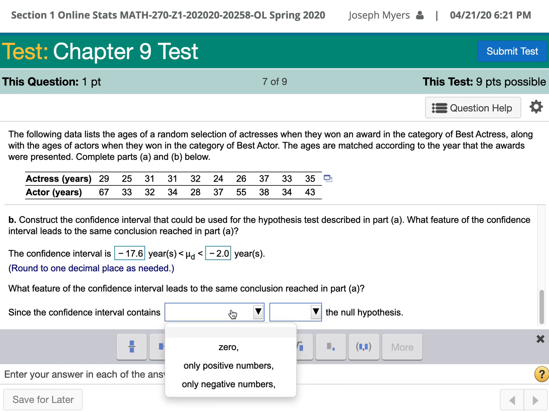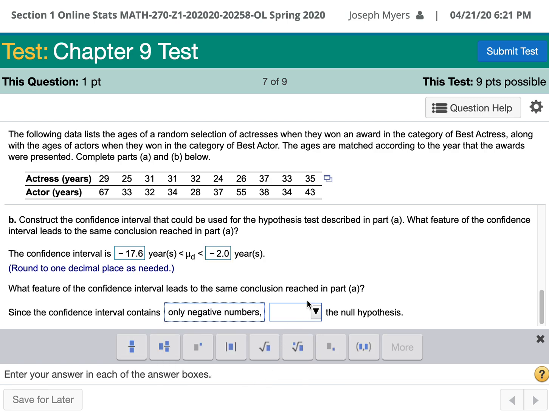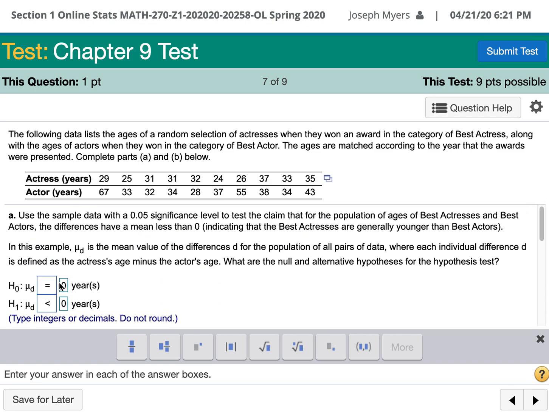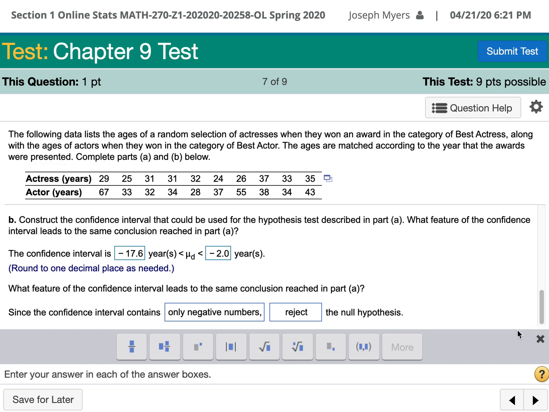So since the confidence interval contains only negative numbers, meaning the actresses tend to be younger, that means that we will reject the null, because remember the null hypothesis was that it was equal. The difference in ages was 0, meaning there was no difference between the ages. So since the confidence interval contains only negative numbers, we'll reject the null.